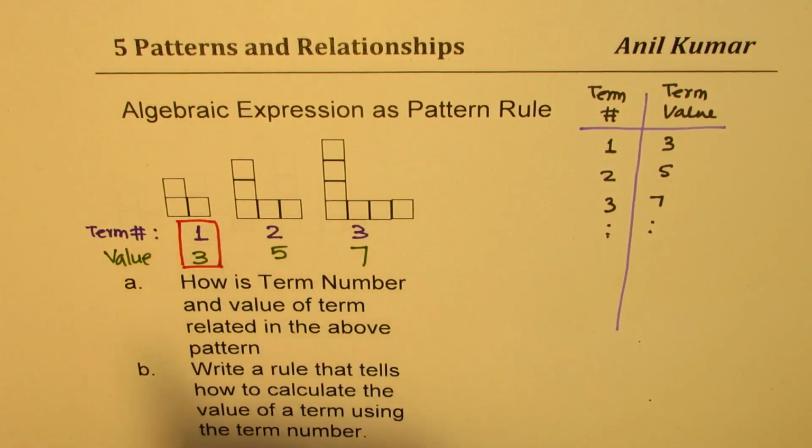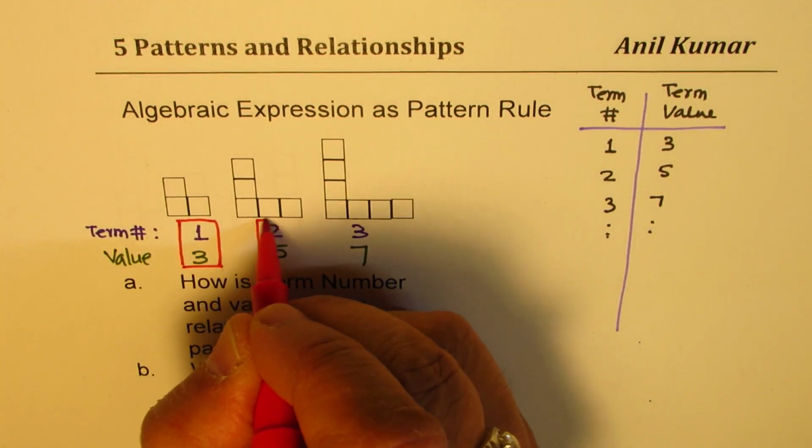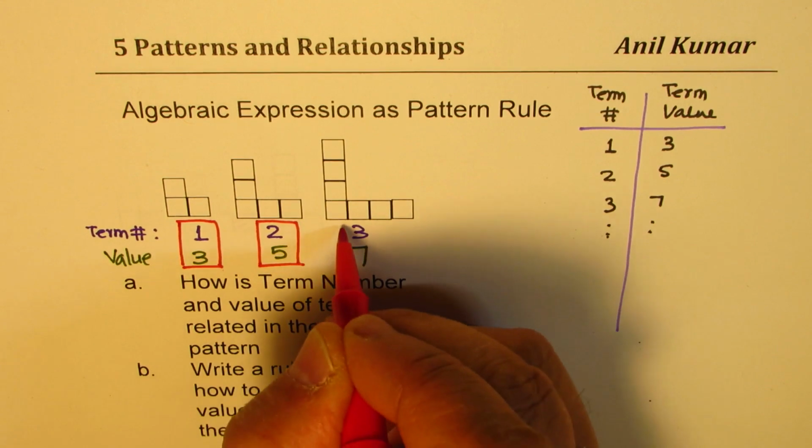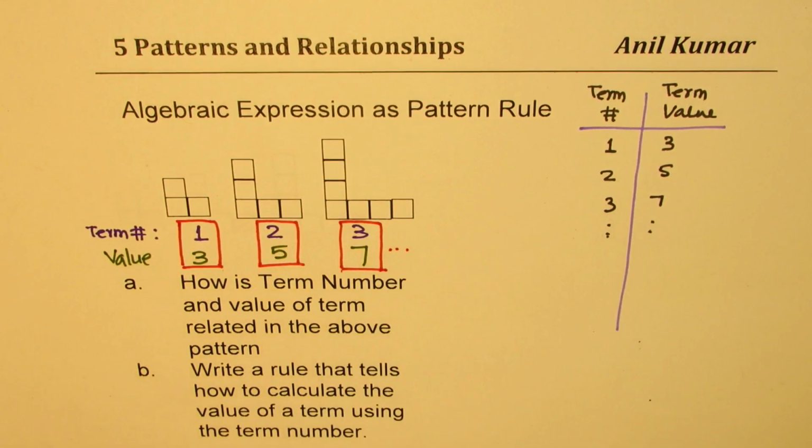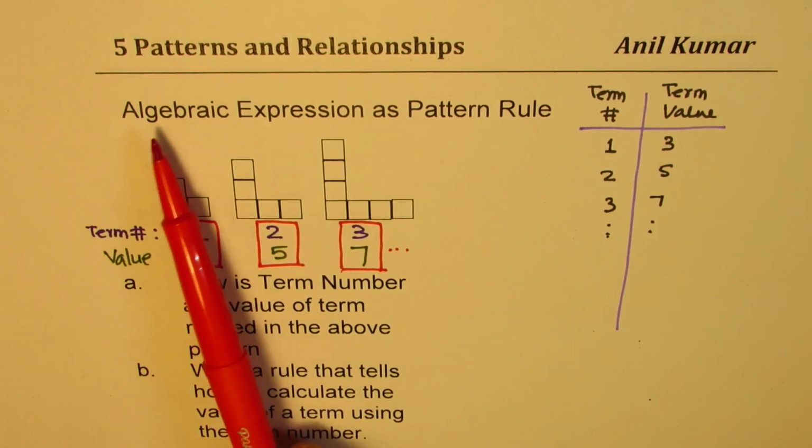How is 3 related with 1? How is 5 related with 2? And how is 7 related with 3? And so on. That is what we need to figure out now. Do you get the idea? So how do we find this? Well, we'll take help of algebra.